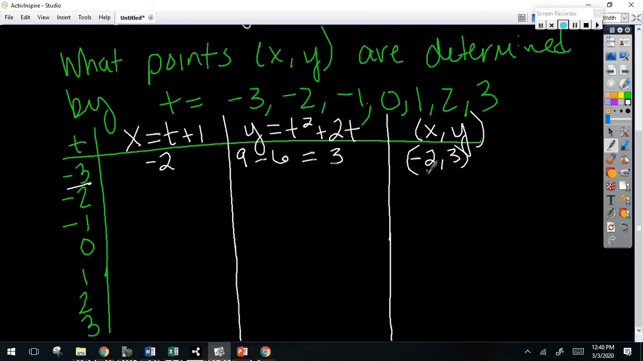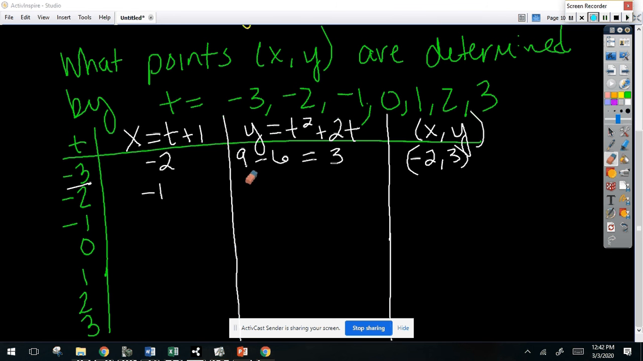How about -2? What's the x value when t is -2? How about y? Oh, I'm putting in the wrong value here. So, yes, you put this value in for t. So y is -2 squared plus 2 times -2. So it's 0. So what are the coordinates there? -1, 0. This is pretty easy, right?